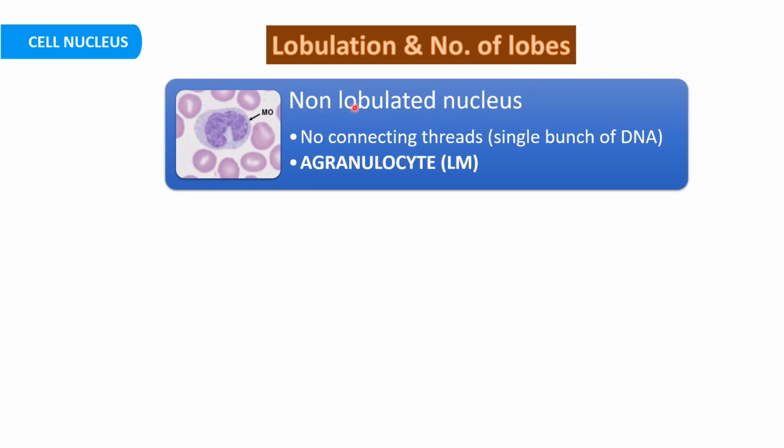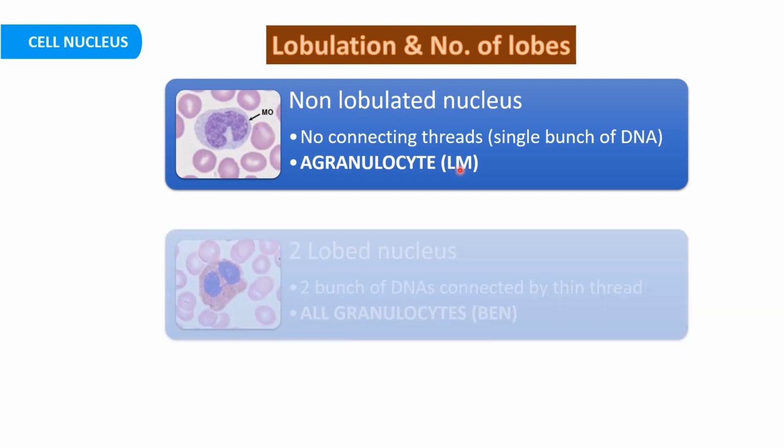So if it is non-lobulated, like in this case, here there is no lobulation because there is no connecting thread in the nucleus. So it is a non-lobulated nucleus. If there is no connecting thread, a single bunch of DNA is there, it is agranulocyte. So if any WBC does not have a connecting thread in the nucleus, that means it is an agranulocyte. That means it is either lymphocyte or it is a monocyte. So any non-lobulated WBC is agranulocyte, that means lymphocyte or monocyte, either of them.